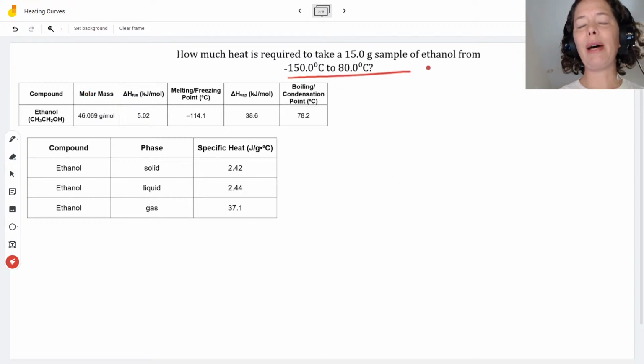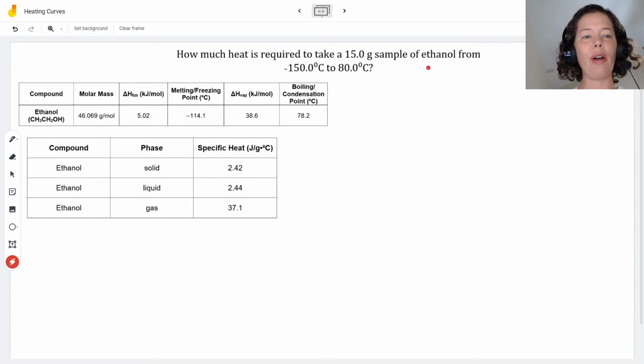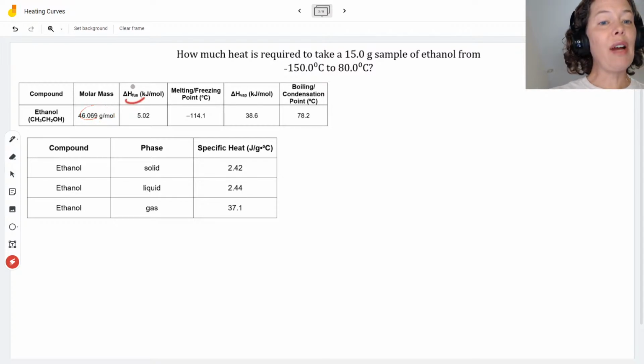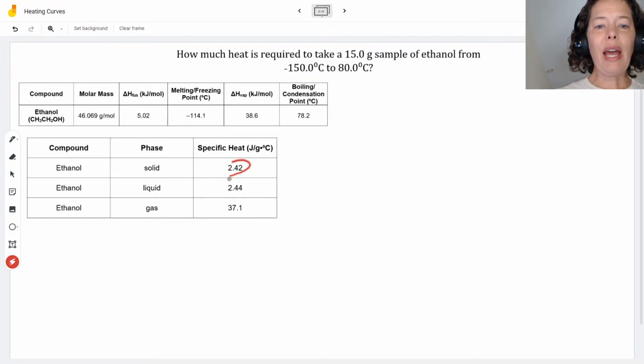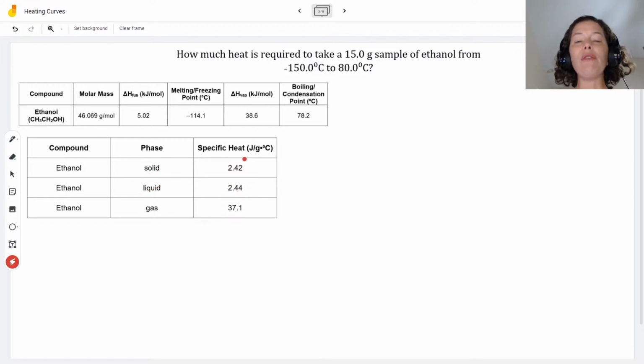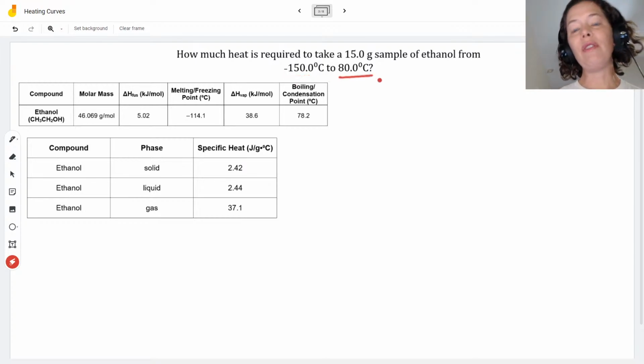All right, so I still have my problem here because I need to know what's going on. So let's just take a look at the data that we have. You can see we have the molar mass. We've got the enthalpy of fusion and the enthalpy of vaporization. We know where the melting and boiling points are, which is key, as you'll see. And here you can see we have the specific heats for all of the different phases. So we have all of the information we need. Now we need to figure out how to put it together and what all we need, because we're going from negative 150 to 80 degrees C.